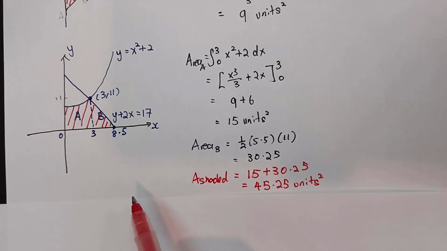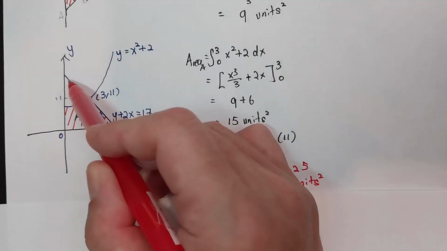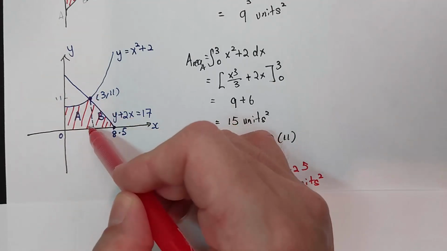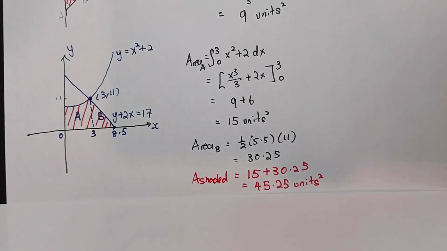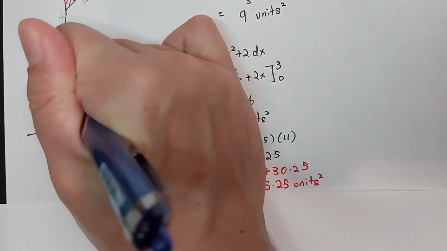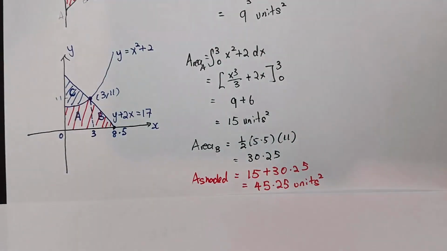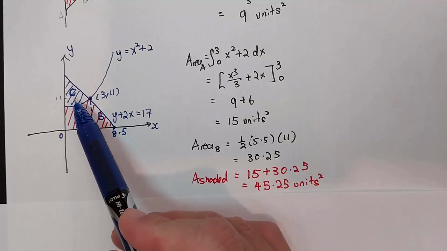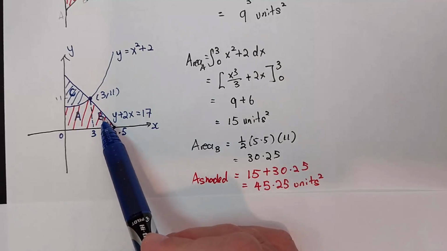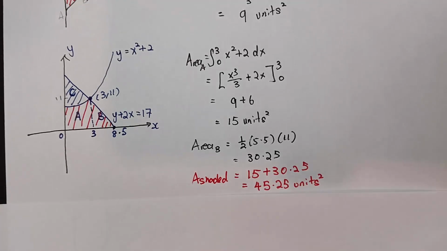Now, why can't we use the previous method just now? If we use the previous method, area of the top curve minus area of the bottom curve will actually give us this blue shaded region. Let's call this region C here. Now we are not looking for region C. We are actually looking for region A plus region B. So we could not use the previous method.